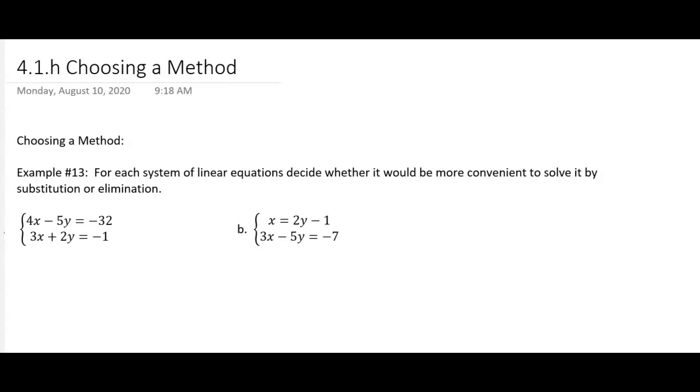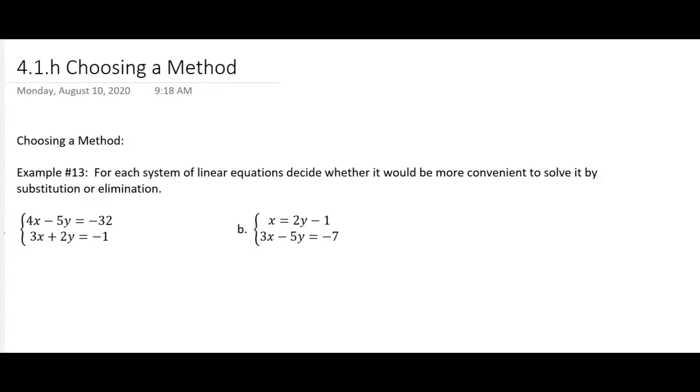Okay, so this section is called choosing a method. We have the graphing method, but it's not going to be one of our choices because it's just too easy to have it be off and inaccurate. So for accurate methods, we just have the two, substitution or elimination.